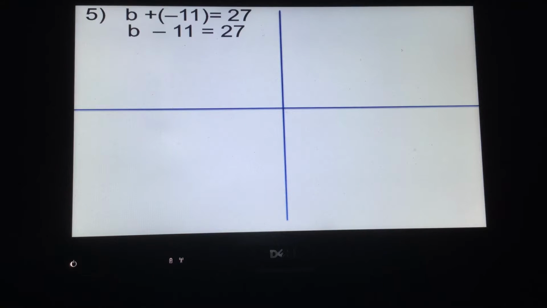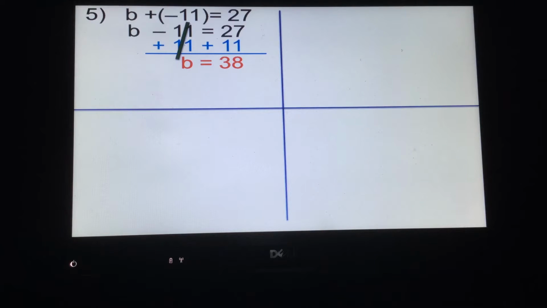All right, so it makes it look a little bit easier, and it tells you exactly what you need to do. What we need to do here is add 11 to both sides. When you add 11 to both sides, those cancel. You get b equals 38.